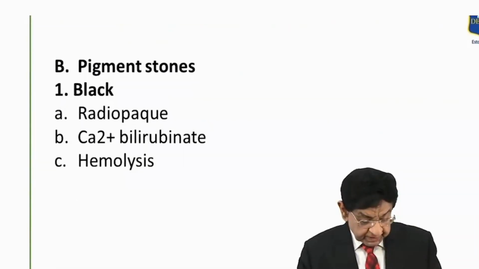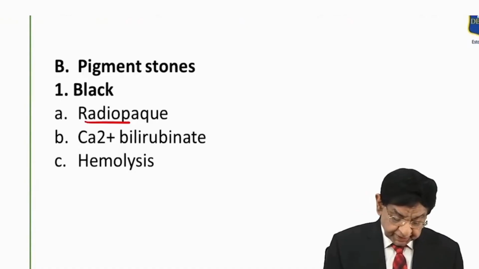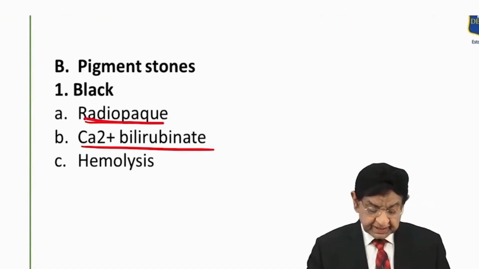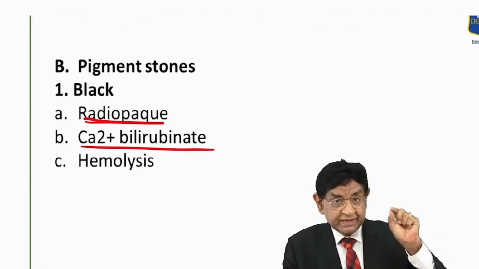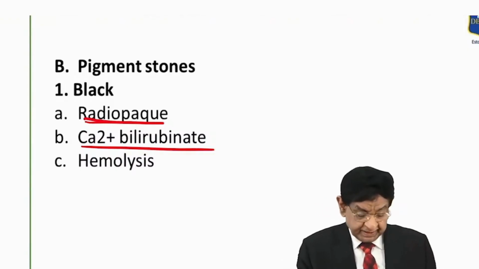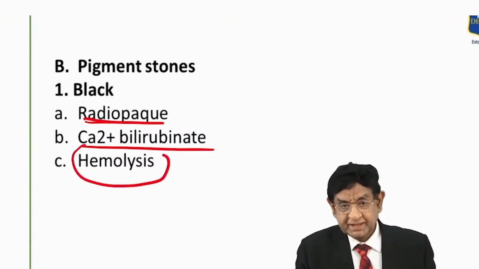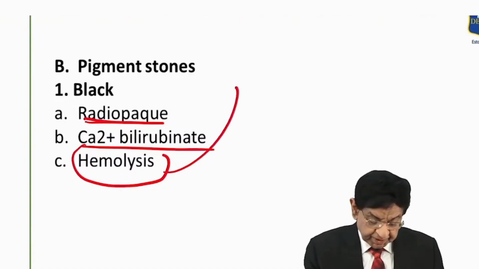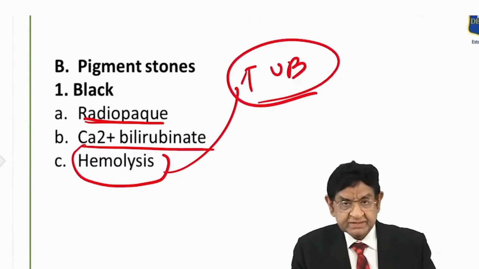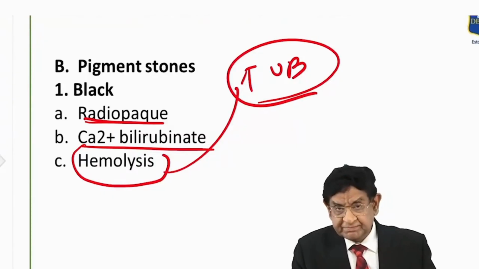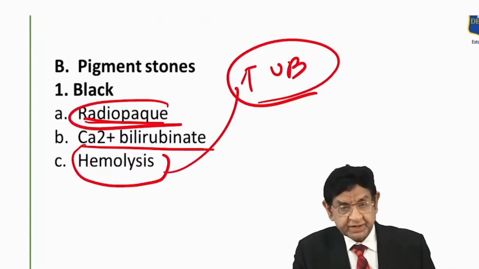Pigment stones may be black or brown. The black ones are usually radiopaque. They contain calcium bilirubinate. Remember what I told you: increased cholesterol or increased bilirubin. They are classically seen in patients who have hemolytic anemia. In hemolytic anemia, there is increased formation of unconjugated bilirubin, which combines with calcium and gets precipitated. Since it has calcium, they are radiopaque.